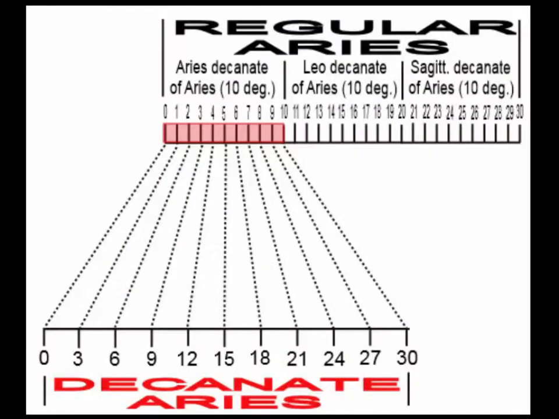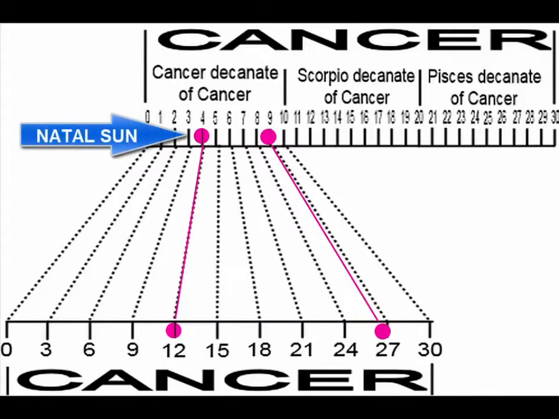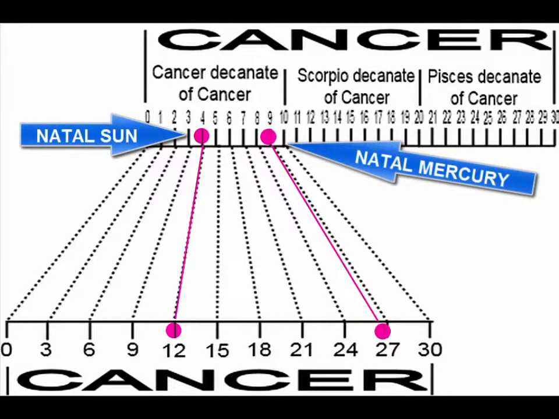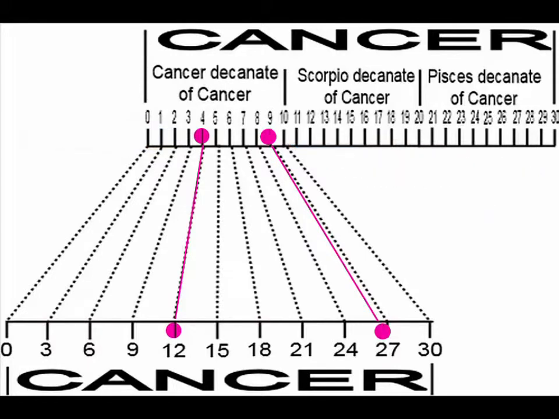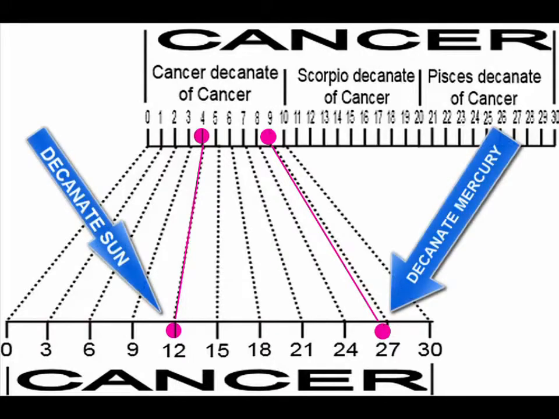Just a quick reminder, if a planet's natal position is less than 10 degrees, its decanate twin will stay within that original sign. In my case, the Sun and Mercury both had less than 10 degrees. The Sun had 4 degrees, Mercury 8 degrees. Therefore, their decanate twins stayed within the sign of Cancer in the Decanate chart, the Decanate zodiac.